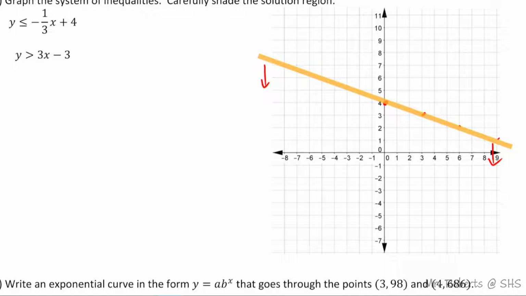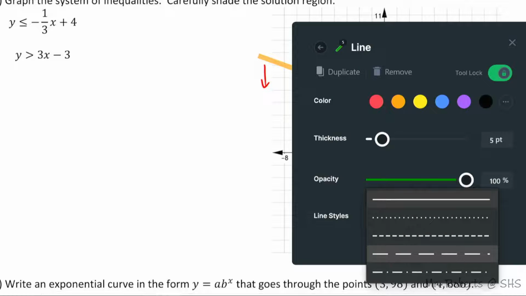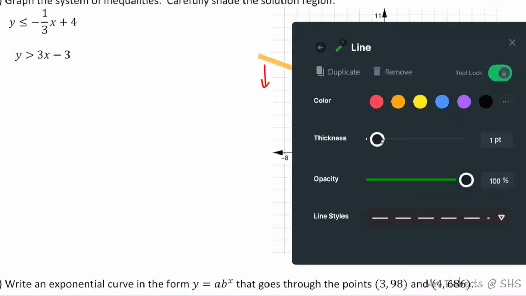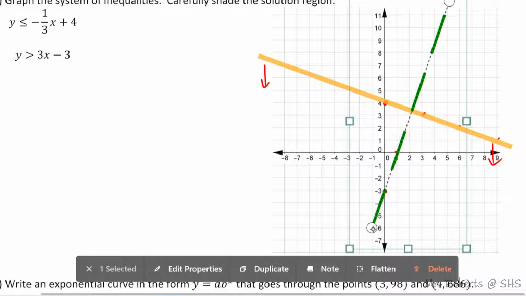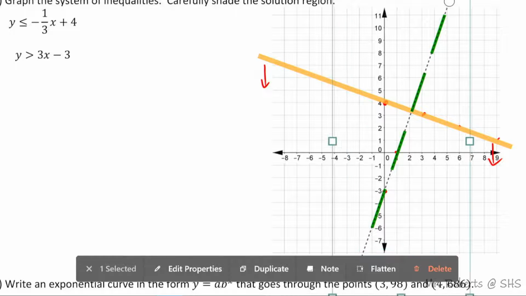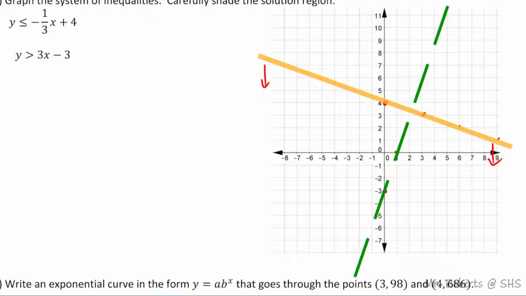Let's look at the other boundary. The other boundary has a y-intercept at negative 3, and it has a slope pattern of up 3 over 1. There we go. This one is not a dashed line, so I'm going to change this to a dashed line. Down 1, 2, 3, back 1, so roughly this. Not so great. Can I extend it? Okay, there we go.